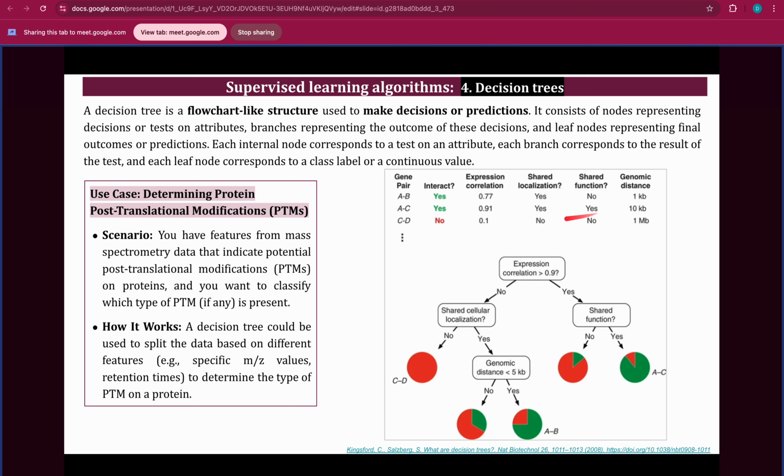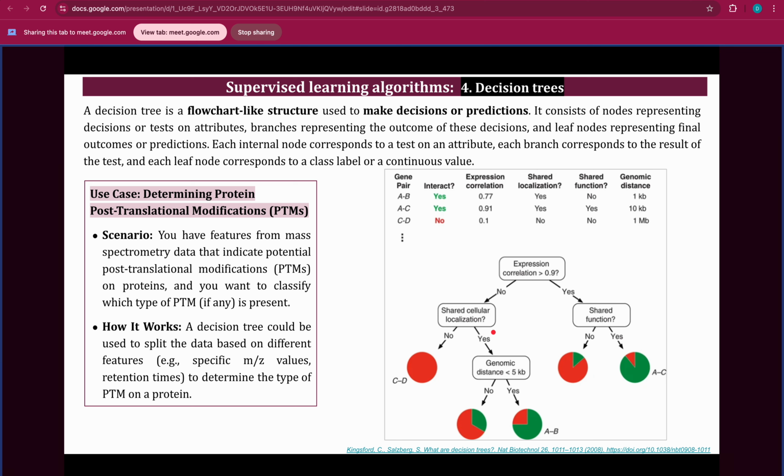Similarly, it is no for both CD and AB, but their expression is less than 0.9. So in this no, we do not have any point or any value, any gene pair. Similarly, if it is not greater than 0.9, which means AB and CD, then I will look for shared cellular localization.